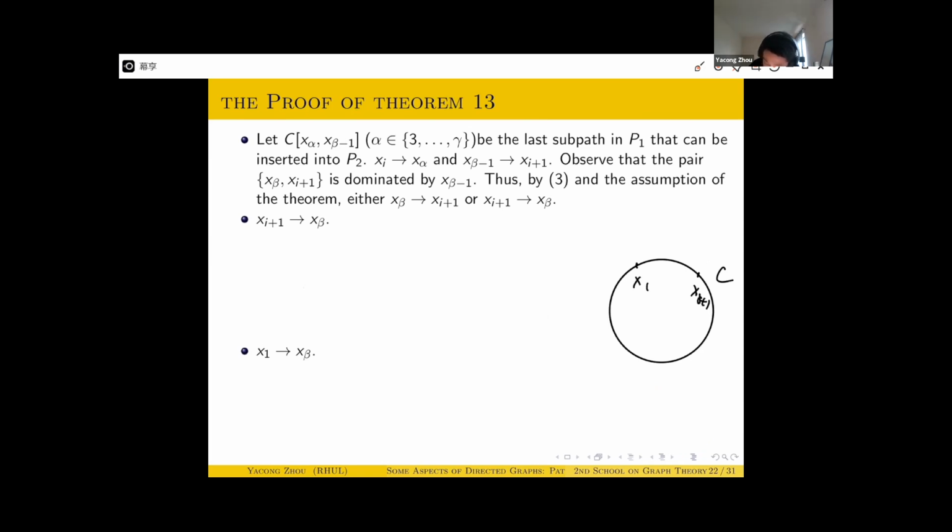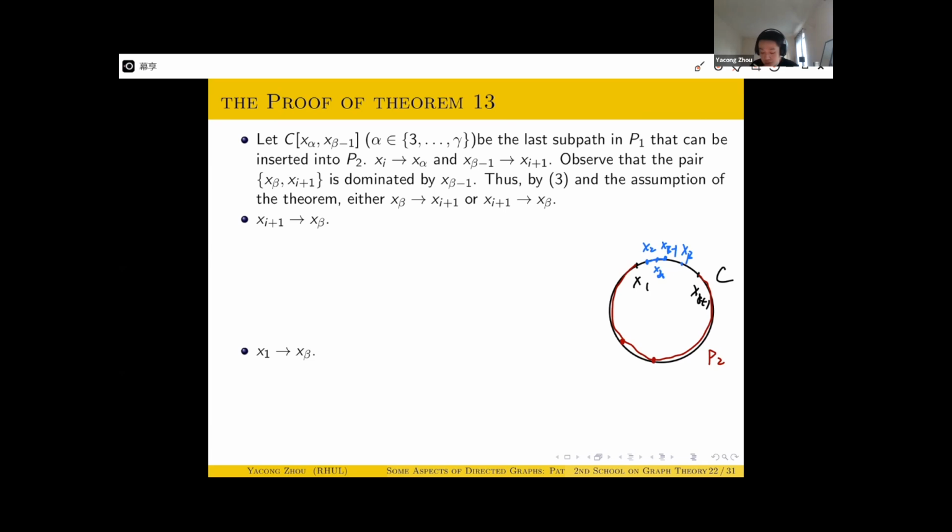We get our x2 to x beta minus 1, which can be inserted into this path p2 here. So there must exist a number x alpha, such that x alpha and x beta minus 1 can be inserted into p2. But x beta cannot.